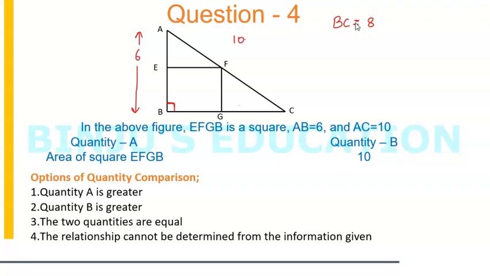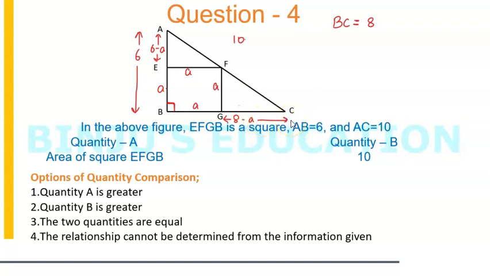Now since EFGB is a square, which means all the sides will be equal. So let's take this to be a, this will also be a, this will also be a, and this will also be a. Which means AE will become 6 minus a, and GC will become 8 minus a.